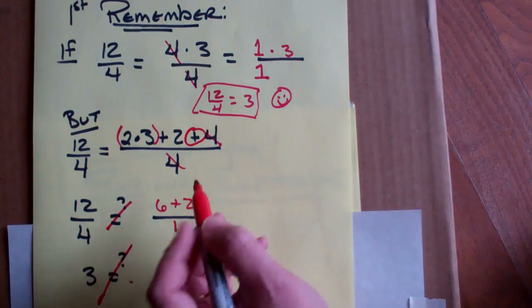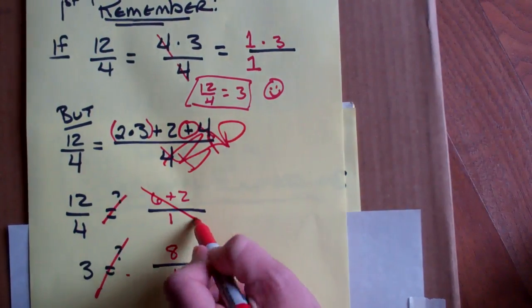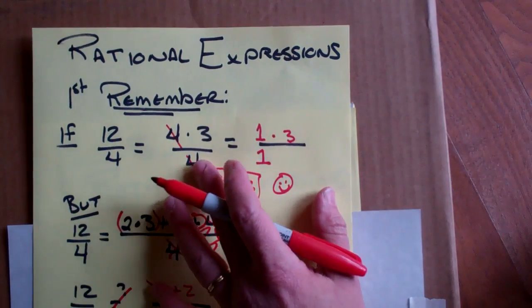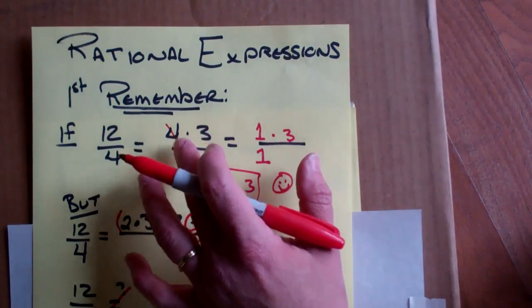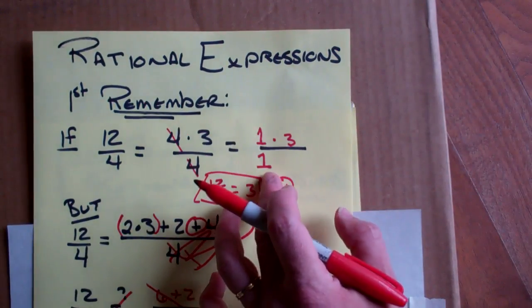So if you see a plus sign, this is bad. What we're looking for is multiplication. Multiplication of factors: if you have a factor over a common factor, they reduce to a value of 1.